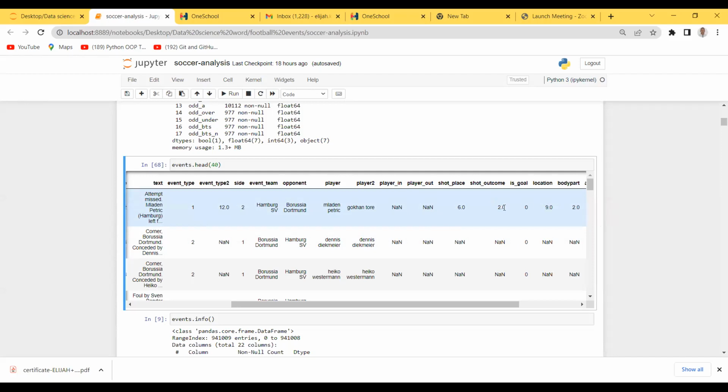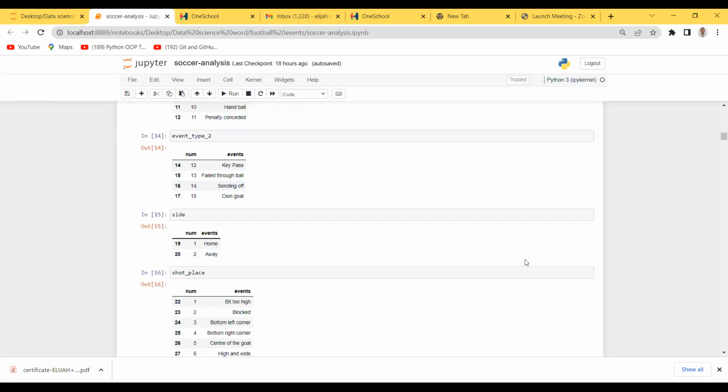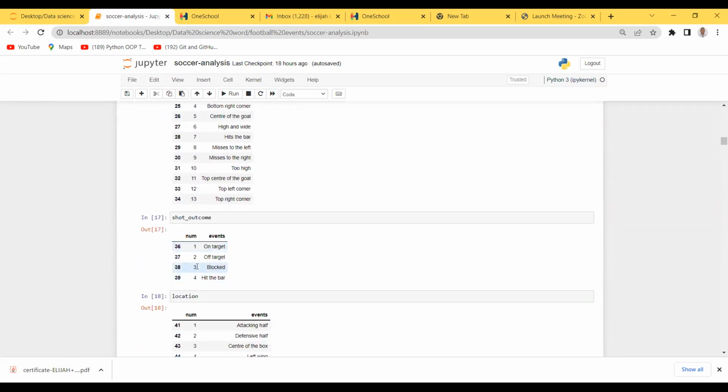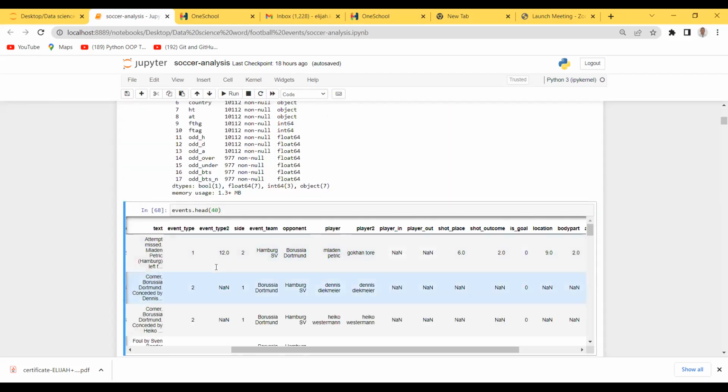Short outcome 2. Let's go now to our encoding. And remember, guys, the encoding is in the dictionary. When we download the data, it comes as 3 data sets. The first is the event, the other one is the GIF, then the other is the dictionary. The dictionary is what I'm looking at. So the short outcome 2: off target, on target, blocked, hit the bar. So that event was off target. Is it a goal? No. If it's 0, no. If it's 1, yes.